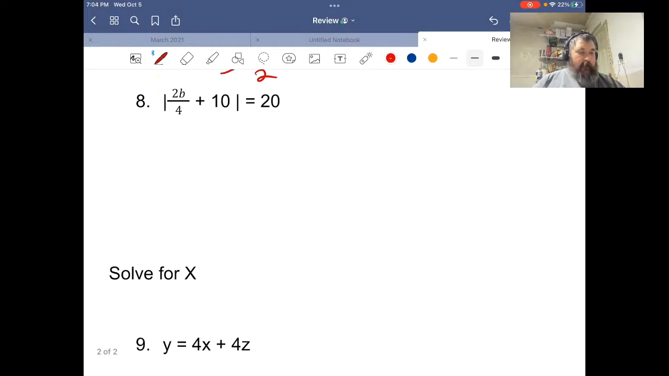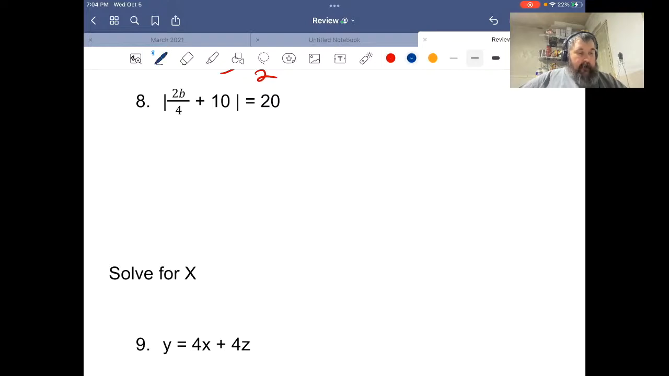Okay, on number 8, absolute value. We're going to do everything on the inside first. So we have 2b over 4 plus 10. Okay. So on the inside here, what we can do is we multiply both sides by 4, and we get 2b plus 40. Okay. And that cancels out, and we get 40. So does everybody see how I got that? Let me back up.